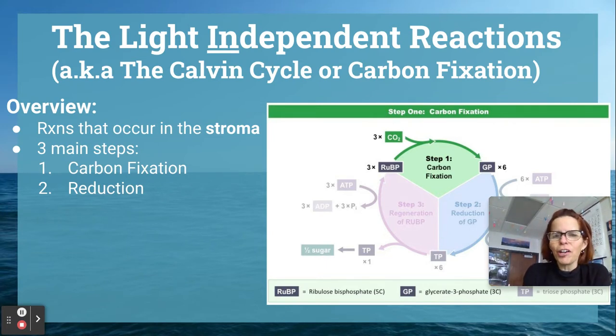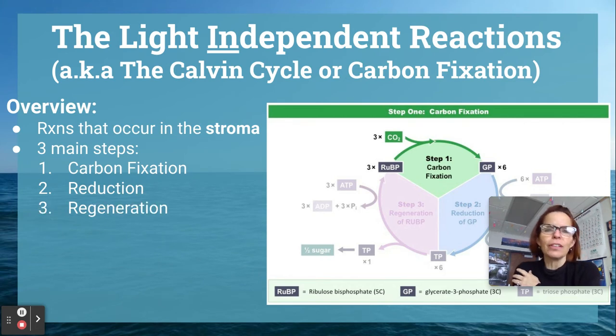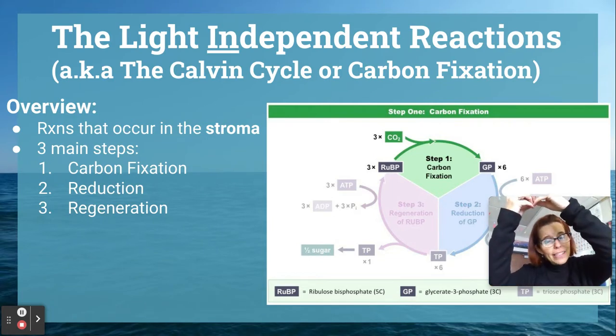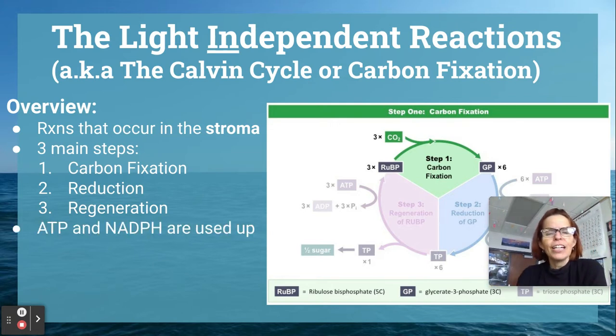The second one we're going to call reduction. What does reduction mean again? Oh, right, the gaining of electrons. So remember that we've grabbed electrons from water and we're adding them on to molecules here to build our carbohydrates. And then the last part is called regeneration. We're going to remake some of the molecules that start the whole process so that the process is cyclic, so it can keep happening.